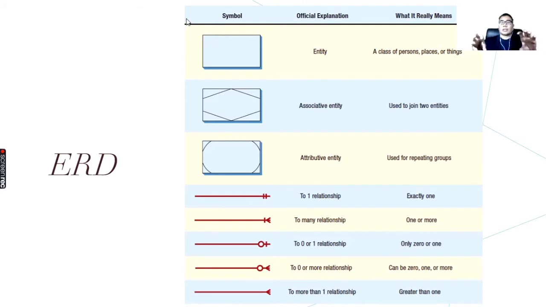Other than the associative entity, we also have the attribute entity. The attribute entity is basically an entity that is derived from the attribute of the main entity.